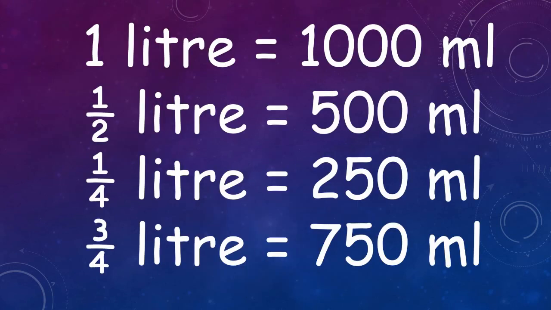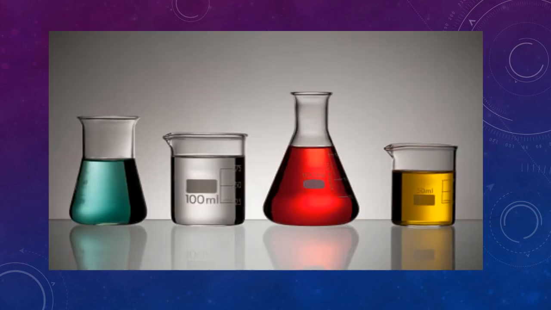For example, 1 liter is equal to 1000 milliliter. Half a liter is equal to 500 milliliter. Quarter liter is equal to 250 milliliter. 3 by 4 liter is equal to 750 milliliter. Children, you can see that liquid takes the shape of different containers.